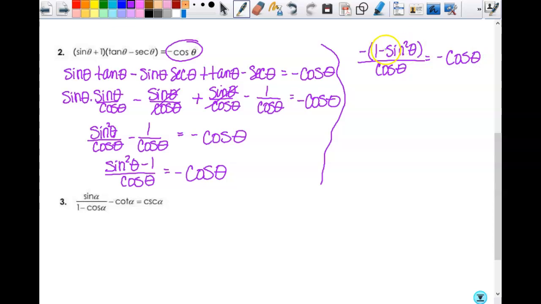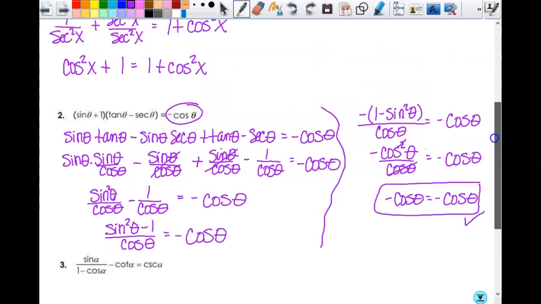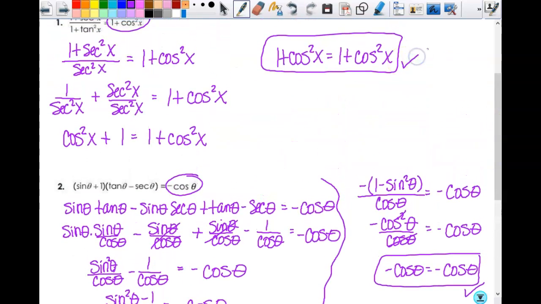So then I can substitute cosine squared. So negative cosine squared theta over cosine theta equals negative cosine theta. Then this cancels out with one of those, and negative cosine theta equals negative cosine theta. Check mark up here. There we go.